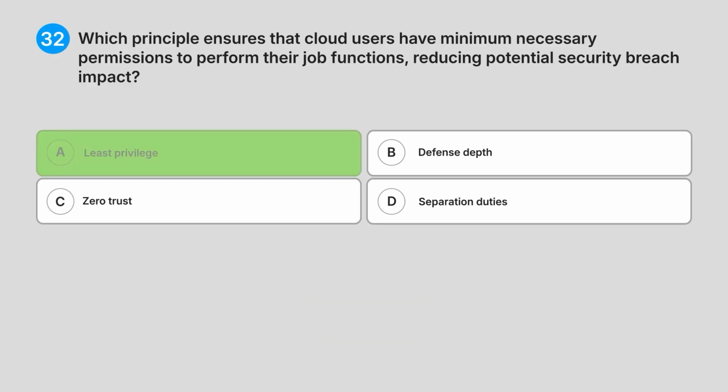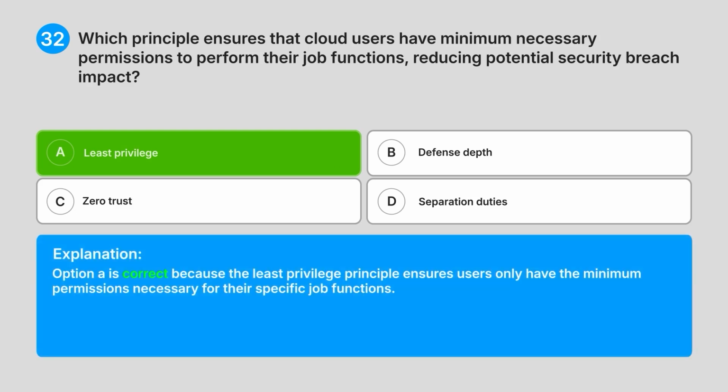Correct answer: A. Least privilege. Explanation: option A is correct because the least privilege principle ensures users only have the minimum permissions necessary for their specific job functions.